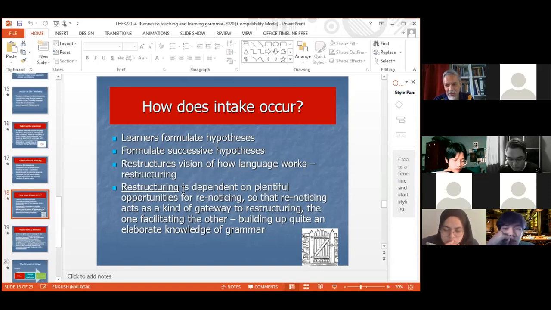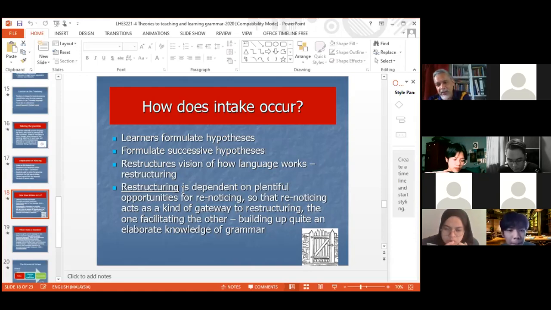Okay, so restructuring is dependent on plentiful opportunities for re-noticing. So re-noticing acts as a kind of gateway to restructuring. Yeah, the one facilitating the other. This is taken from Bedstone, Rob Bedstone, whose work we will be discussing later on. Okay, so you can see that noticing is important, right? And not just noticing, but noticing and re-noticing.